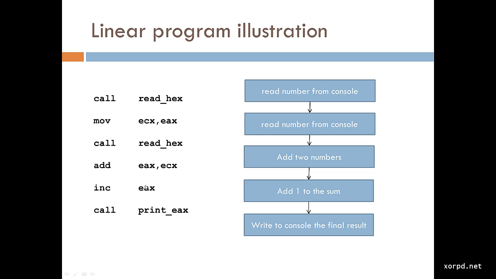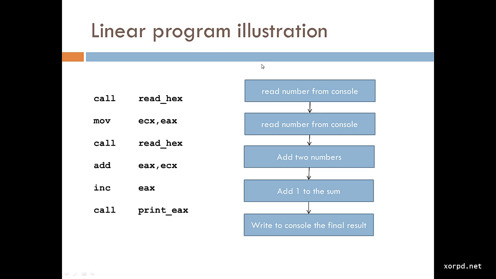Then we add 1 to the sum using the increase instruction. Finally, we print back the result to the console. So actually we are going to get the sum of the two inputs plus 1 printed back to the console, which is a very simple calculation.